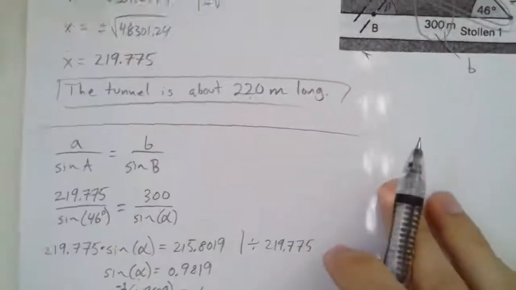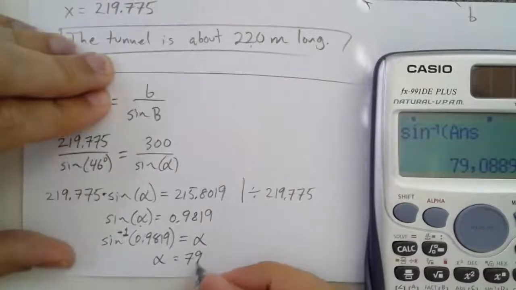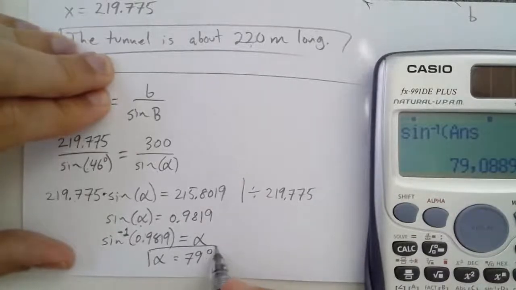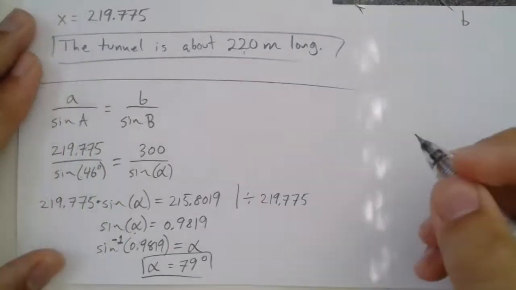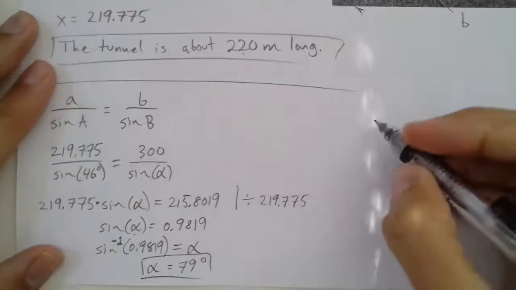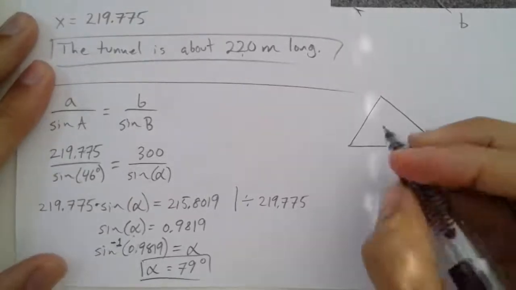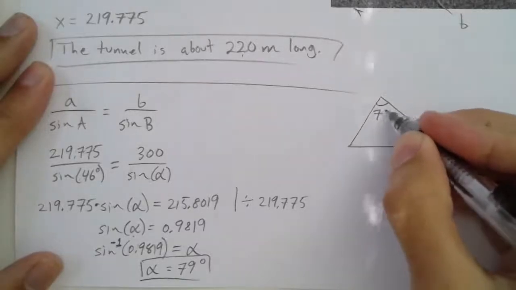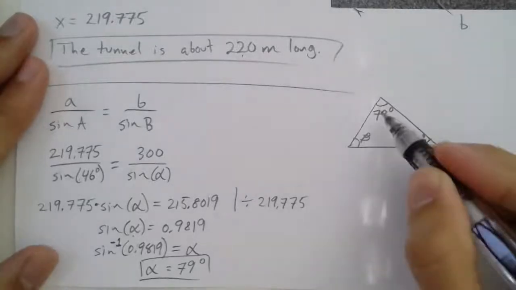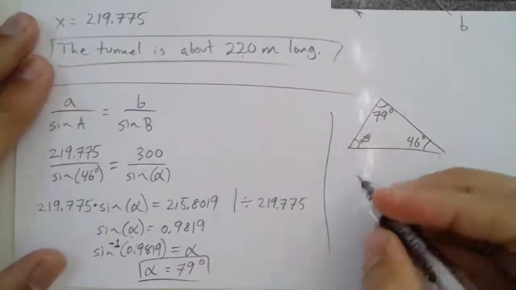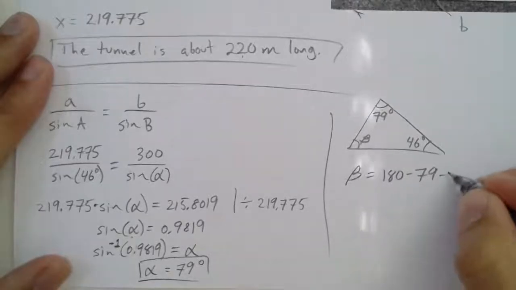Yay! Whew, this is a lot of work for this problem. Okay, so now you could use law of sine again, but we don't really need to because we already know this is 46 degrees, and we found that alpha here is 79 degrees. So I could figure out what beta is by just using the simple fact that three angles add up to 180. So I'm going to say beta is equal to 180 minus 79 minus 46. And I'm lazy, so I'm going to put it in my calculator, 180 minus 79 minus 46, and therefore I got 55 degrees.